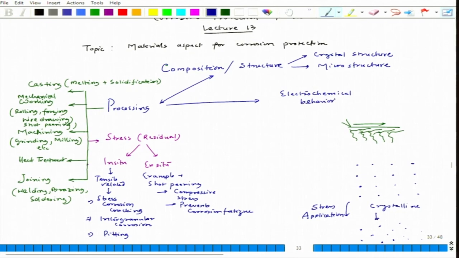In fact, when we talk about electrochemical behavior, it's basically talking about property, right? We are talking about property. And when we talk about property, electrochemical behavior, if we see change in structure as well as composition, crystal structure or microstructure, we also have some relation like this. It has influence on the property, electrochemical behavior, and this is nothing but corrosion behavior.